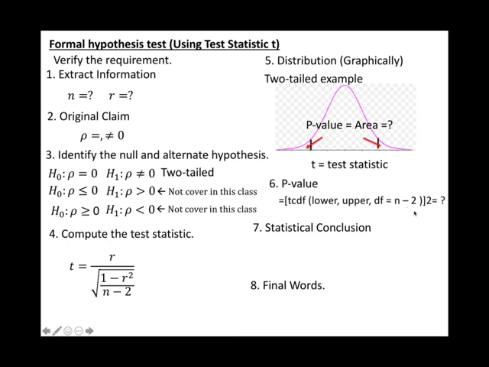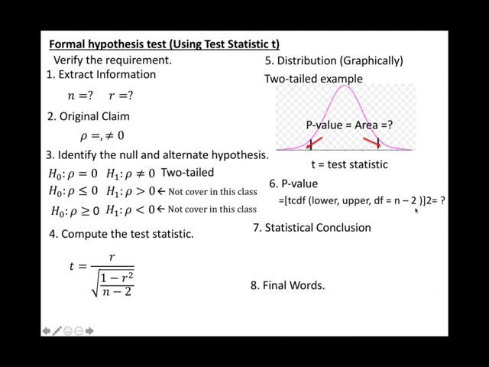You could think about it: for each ordered pair, we have two data, x and y. So the degrees of freedom is going to be n-2. Keep in mind, in chapter 8 and chapter 9, for the student t distribution, we always have degrees of freedom n-1. But for chapter 10, we will have degrees of freedom n-2.